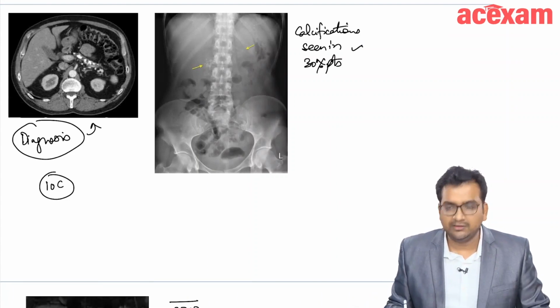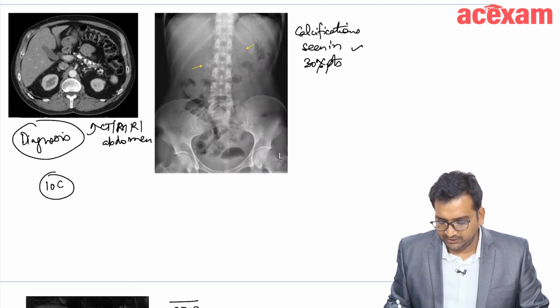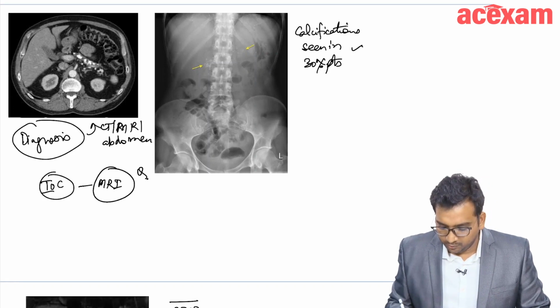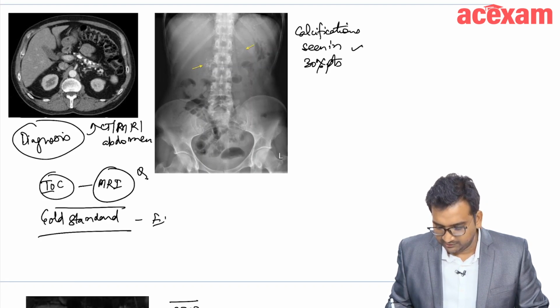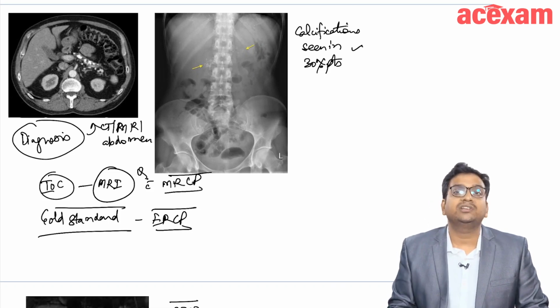The diagnosis is generally made by CT scan or MRI abdomen. But the investigation of choice is MRI. Okay. The investigation of choice is MRI, and the gold standard investigation is ERCP. Okay, so the investigation of choice here is MRI with MRCP, but the gold standard is ERCP.